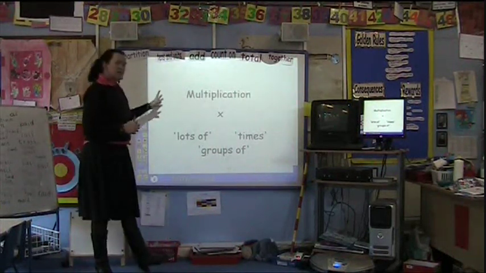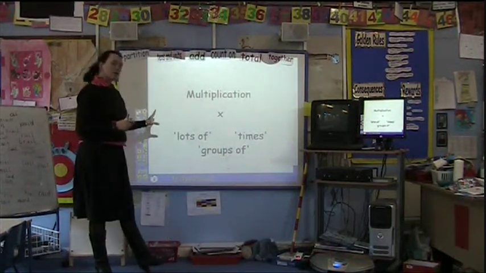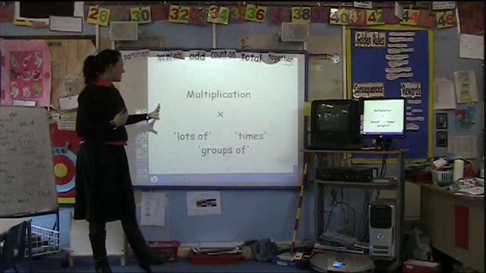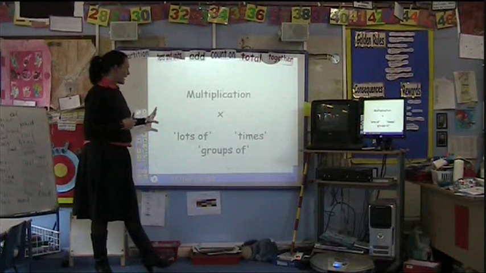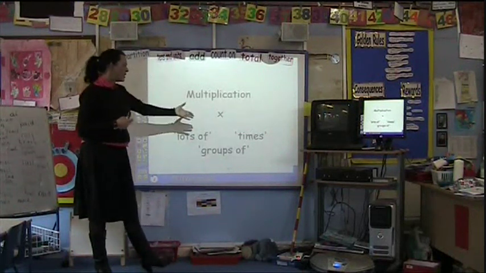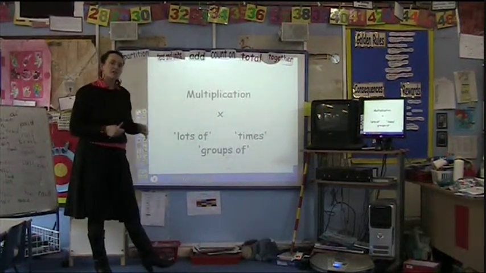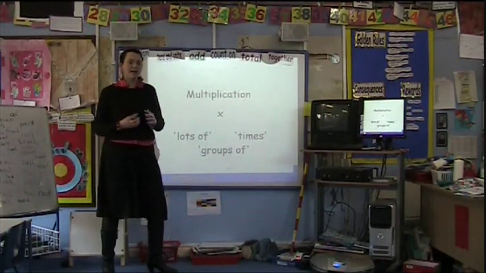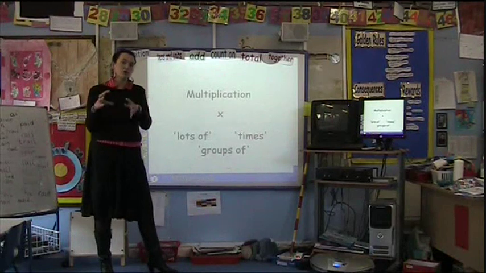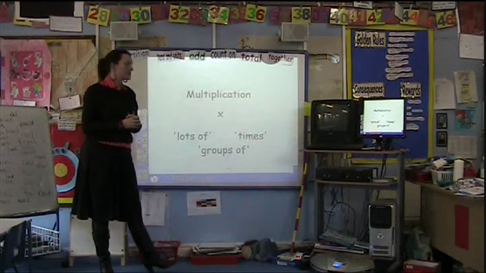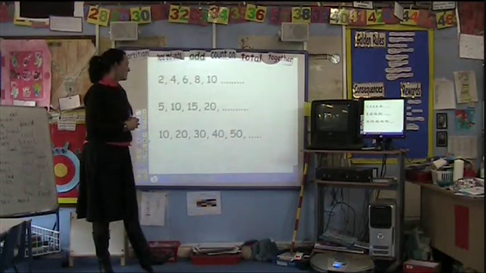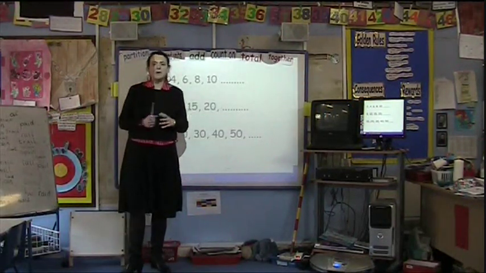Okay, multiplication. We use different terms for multiplication in the classroom, and we would talk about it as lots of, times or groups of. So the children begin to understand that multiplication literally means having sets or groups of numbers. So we begin by looking at multiples.